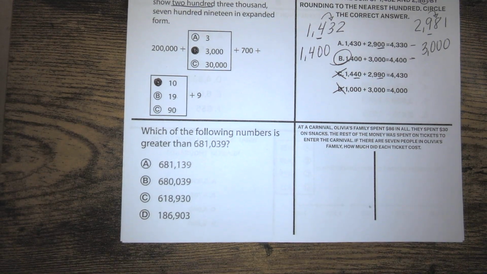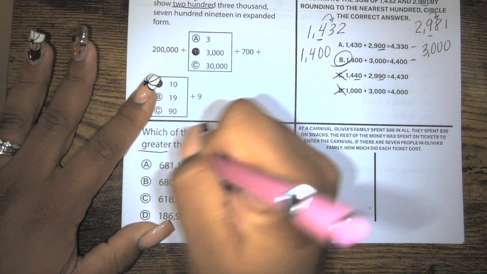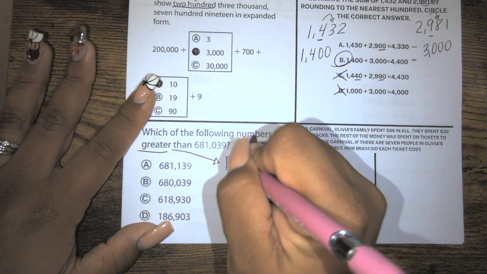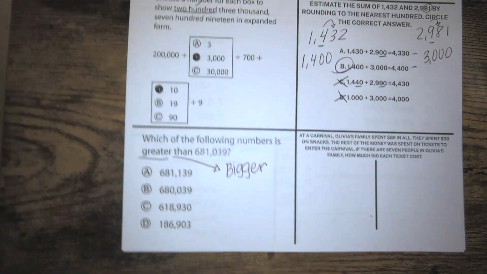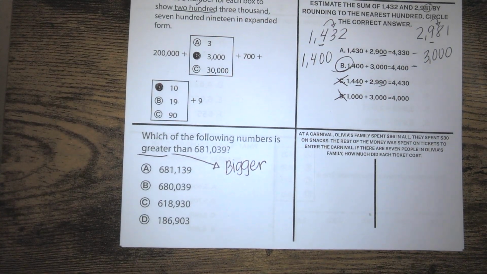Which of the following numbers is greater than 681,039? Which number is greater? That means which one is bigger? A bigger number. Go through your answer choices for like 5 seconds. Look at your answer choices and circle an answer. Then we're going to take a vote. We're not calling out the answer. We're going to take a vote based on which one you think it is. Look at every place value because they try to trick you leaving the same place values.